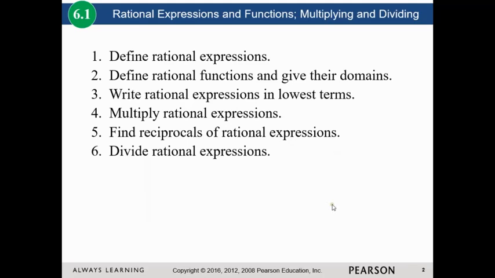Okay, so this is section 6.1, and I'm dividing 6.1 into two videos. The first video will outline the first three objectives: defining rational expressions, defining rational functions and giving domains, and writing rational expressions in lowest terms.